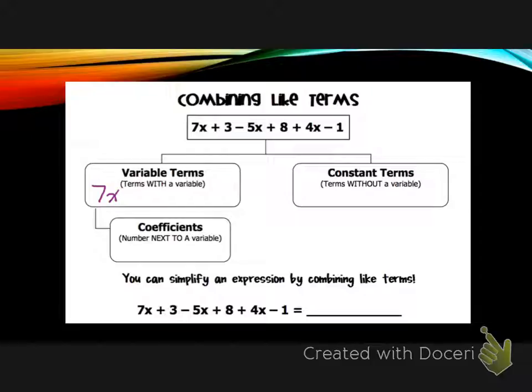You would have negative 5x. Make sure the negative sign stays with it if it's subtract in front of it. You always keep the negative with it. And then 4x. Those are going to be your variable terms.